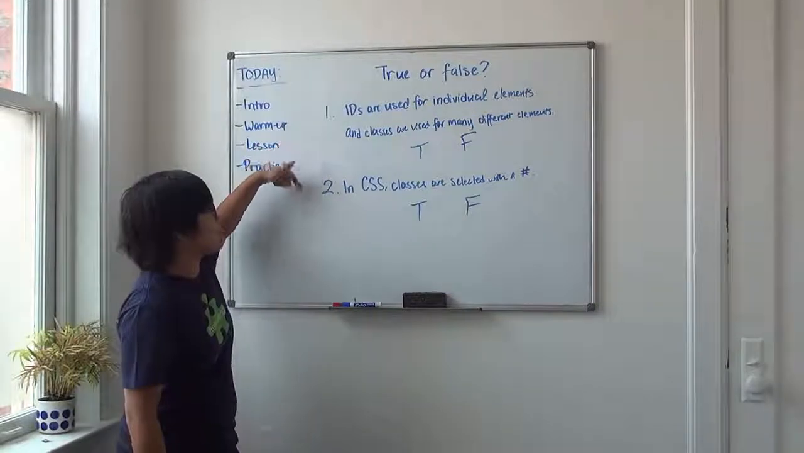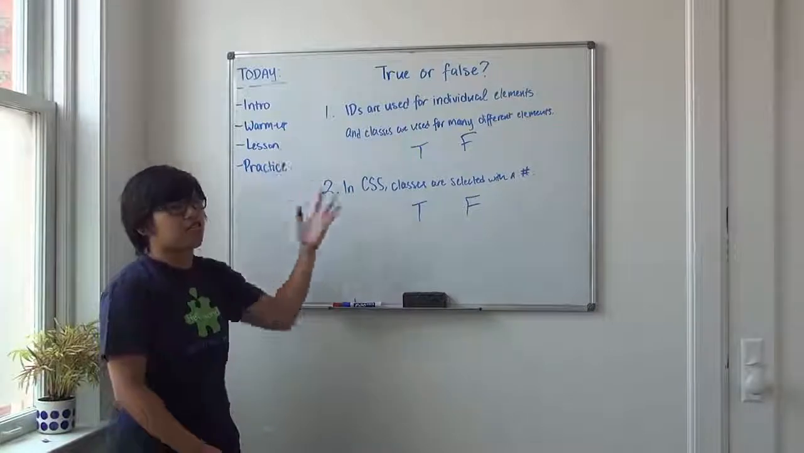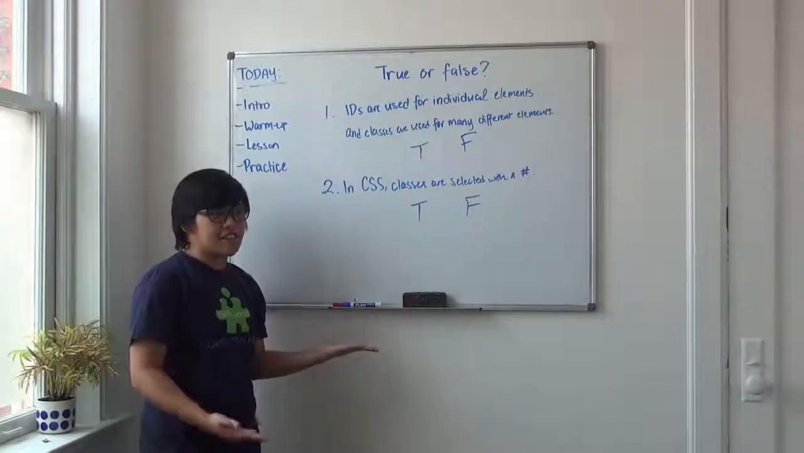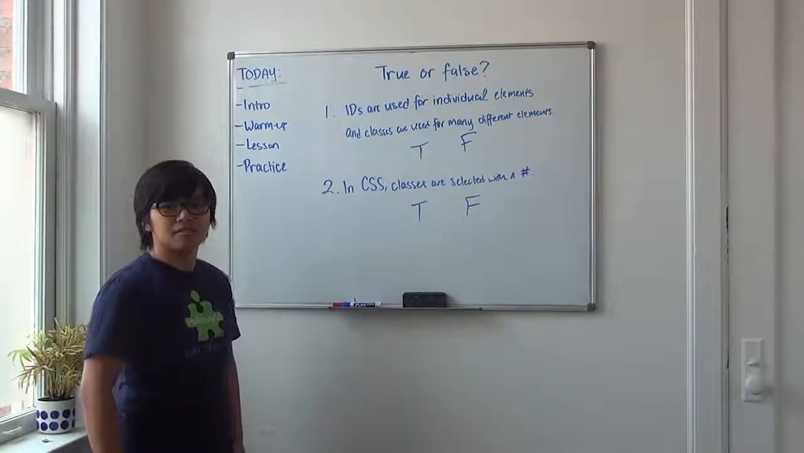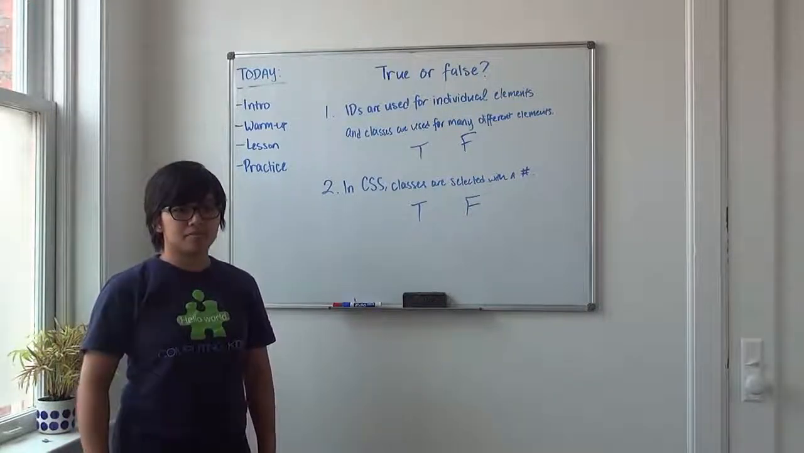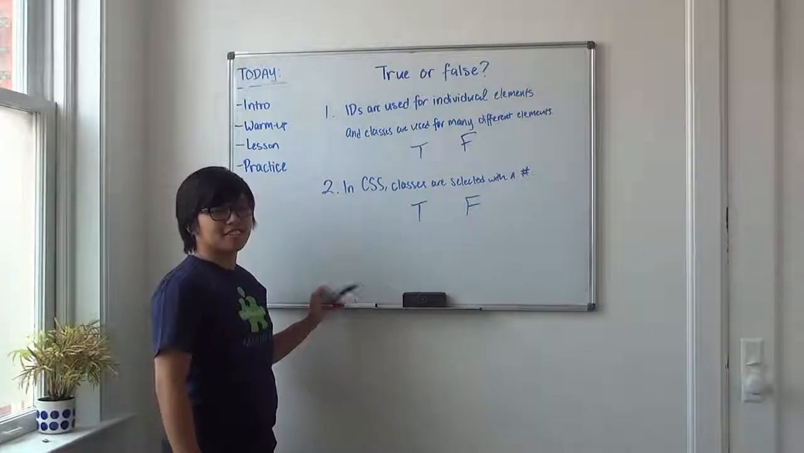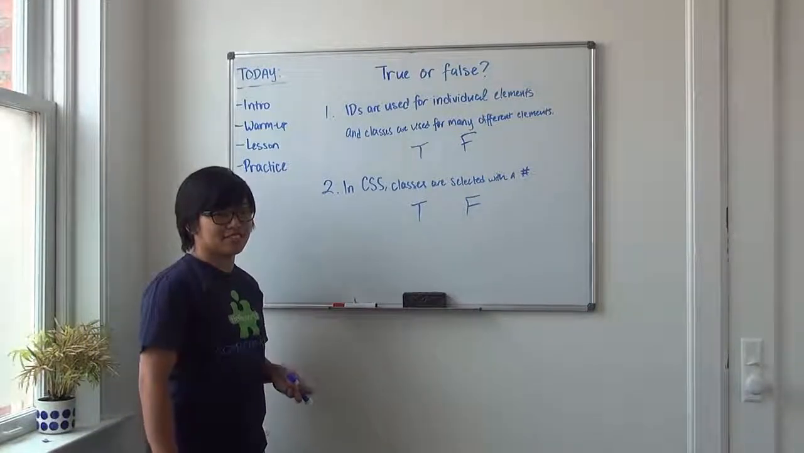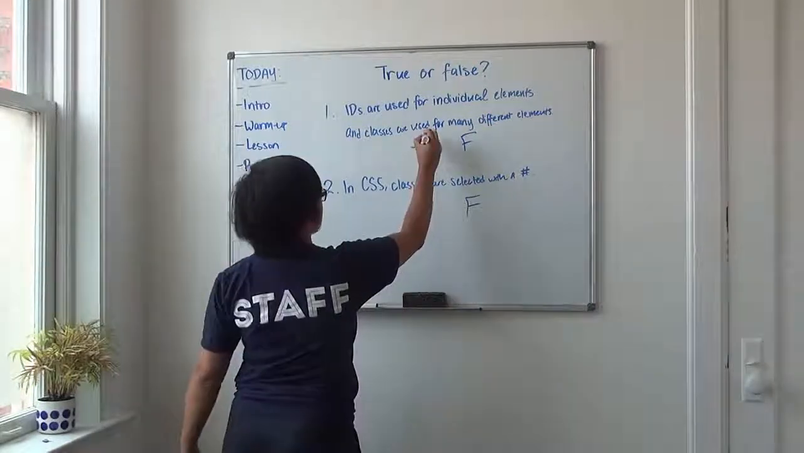So we have a couple of true or false questions up here. True or false, IDs are used for individual elements and classes are used for many different elements. What do you guys think? True. And why do you say that? Last week you were talking about IDs being unique. That's right. So this one is true.